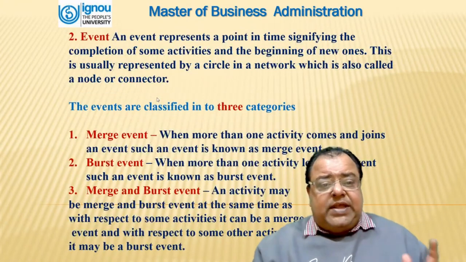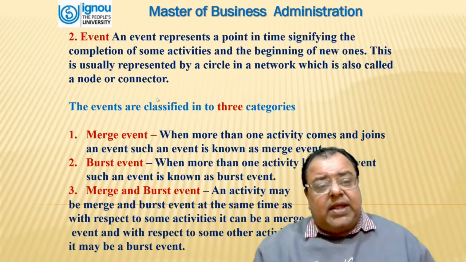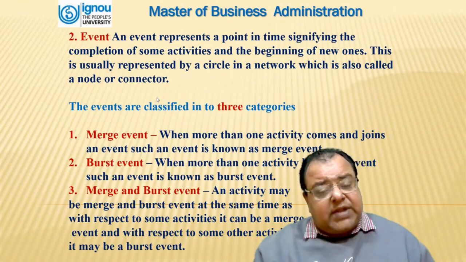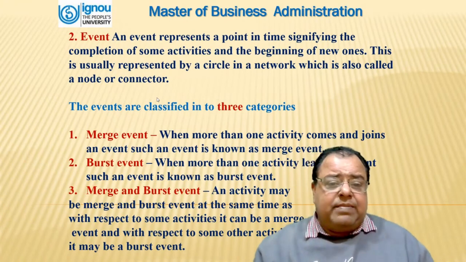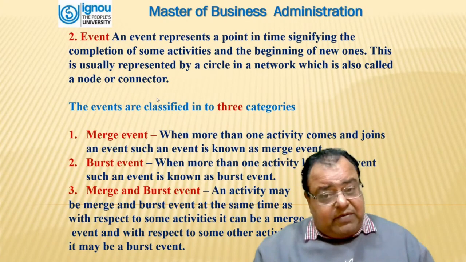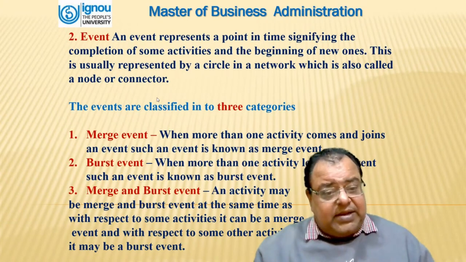Number two is event. An event represents a point in time signifying the completion of some activities and the beginning of new ones. This is usually represented by a circle in the network, which is also called a node or connector. The events are classified into three categories.